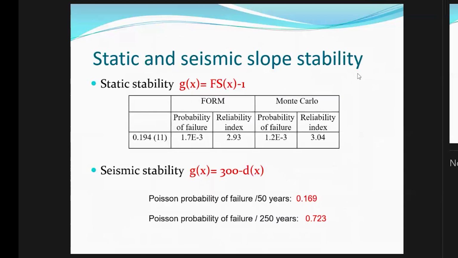So this is the outcome of these results. We did static and seismic stability. For static stability, the criterion is that the factor of safety is below 1. When it's below, then my pit has failed. And for the seismic stability, the threshold is 30 centimeters, 300 millimeters. And this is the probability of failure in 50 years and 250 years.